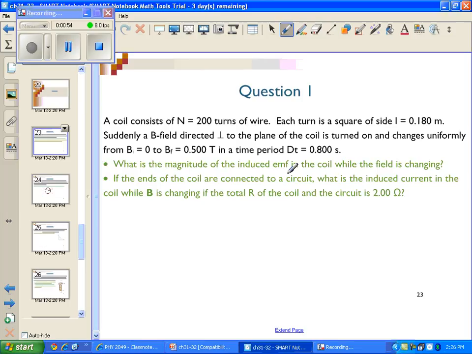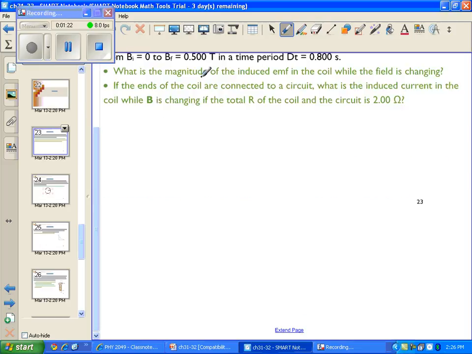And we're asked to calculate the magnitude of the induced EMF in this coil while the magnetic field is changing in time. And next, if the ends of the coil are connected to a resistor as the magnetic field is changing, what will be the associated induced current through the resistor? Okay, well, we use Faraday's law in the first part.